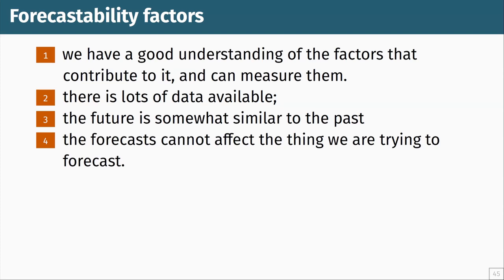The future was definitely not similar to the past, even within the pandemic, because variants kept changing, and so our models had to keep changing to adapt to them. And the forecasts were affecting the thing we were trying to forecast, because if we were forecasting numbers going up considerably, then that could lead to a policy change, greater restrictions on movement, etc. And so that was not met. So this was quite a challenging thing to do.